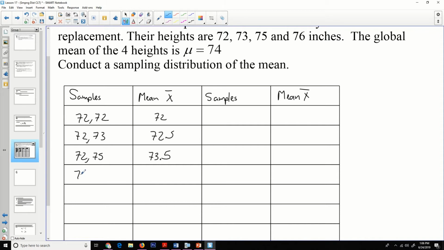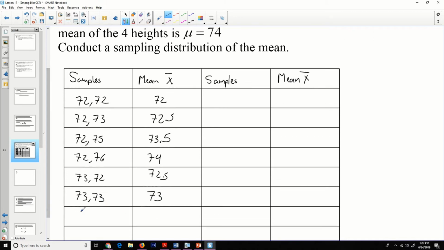We could pick a 72 and a 76. That will have a mean of 74. We could pick a 73 and then a 72. That will have a mean of 72.5. We could pick a 73 and then a 73 again. That'll have a mean of 73. We could pick a 73 and then a 75, and that'll have a mean of 74. We could pick a 73 and then a 76, and that'll have a mean of 74.5.